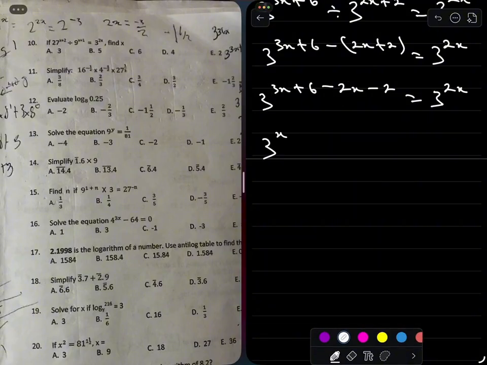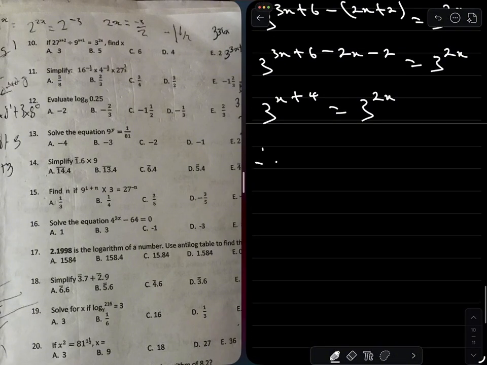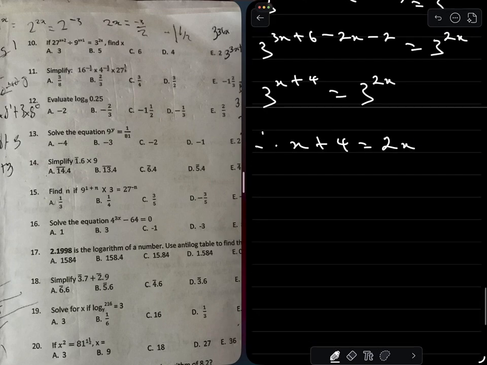X. That's x. 6 minus 2 is 4, so that's x plus 4, and that's equal to 3 raised to the power 2x. Do you understand? So now you can equate the powers. That means x plus 4 equals 2x.